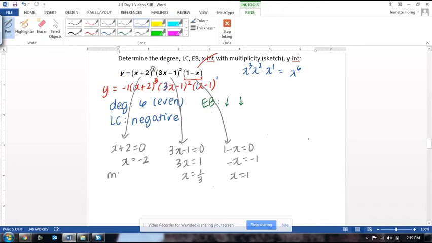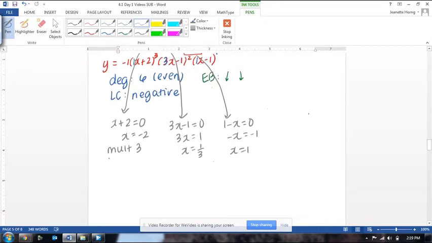That makes my multiplicity here 3. If you recall, a multiplicity that is odd will act like an odd function going through there. So it's going to cross, but I'm going to write down that it will squiggle through. If you recall, x to the third looks like this kind of graph. See that squiggle in the middle? That's exactly what it's going to look like when you're graphing it at -2.